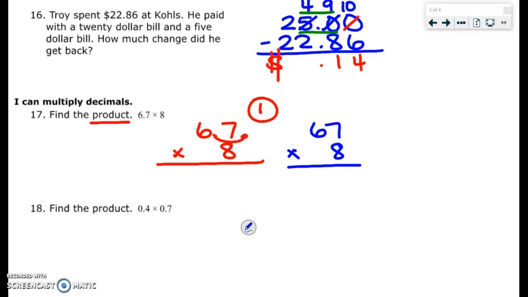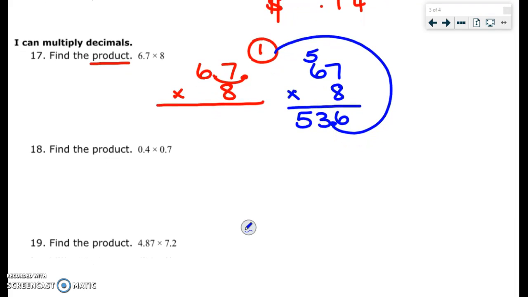Alright, and 8 times 7 is 56. I'm going to carry my 5. And then I can finish solving my math problem. 8 times 6 is 48 plus 5 is 53. Now, I'm not quite done yet because I still need to put this decimal point with one number behind the decimal.